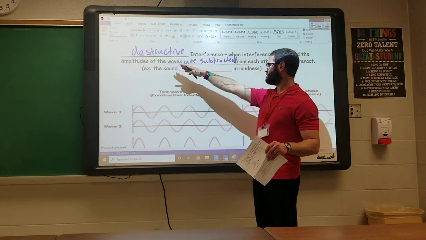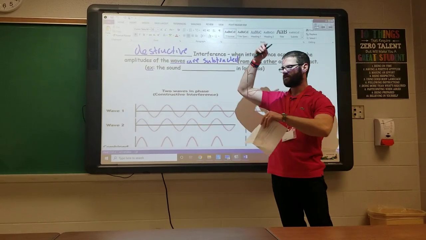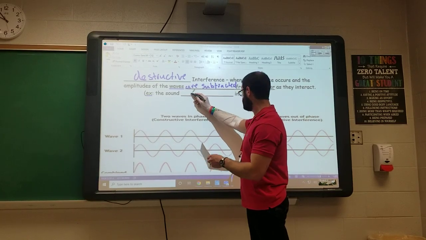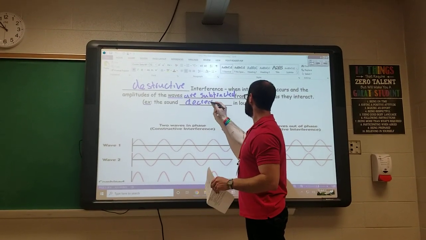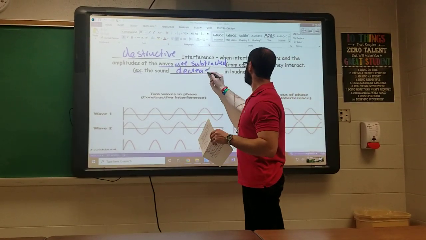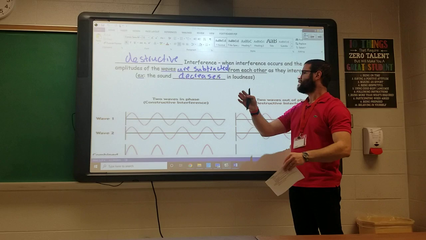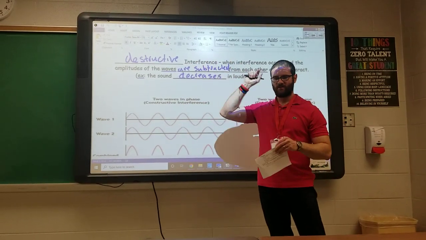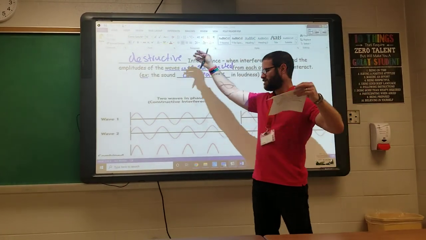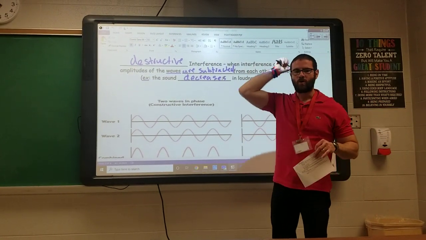So if this was applied to sound waves, two sound waves that had destructive interference would result in a new sound wave with a decreased level of loudness. We'll talk more about sound in our next section, but if there's destructive interference between two sound waves, the resulting sound wave would not be as loud. If there's constructive interference, like we just talked about, the new sound wave would be louder, because it would have more amplitude, more energy.